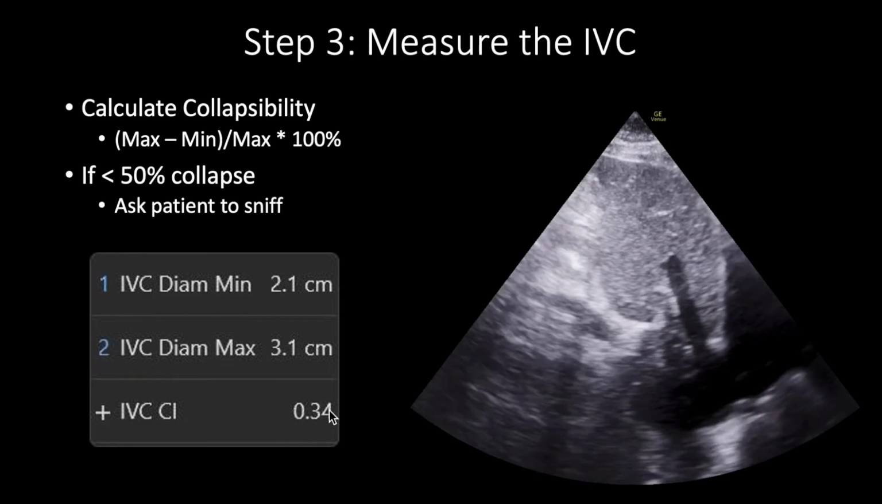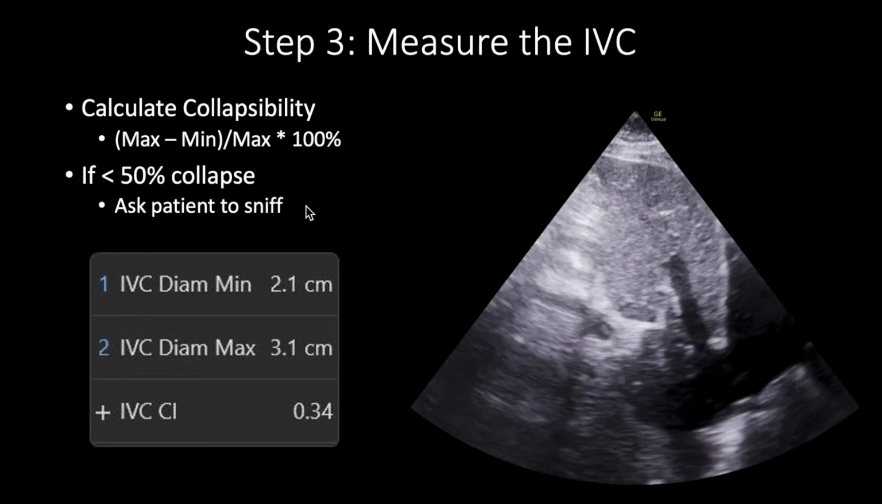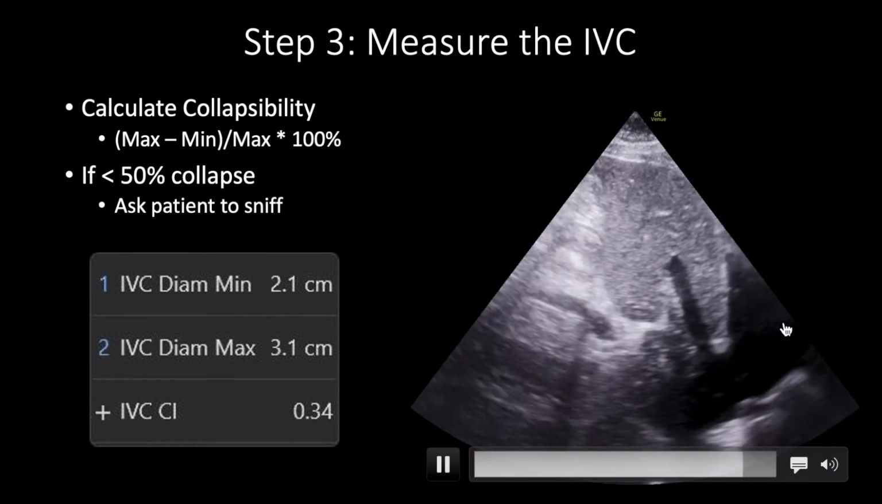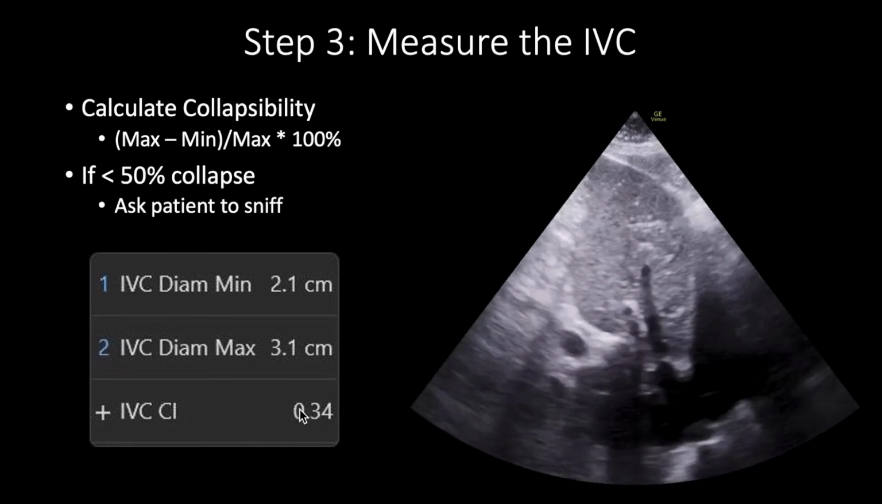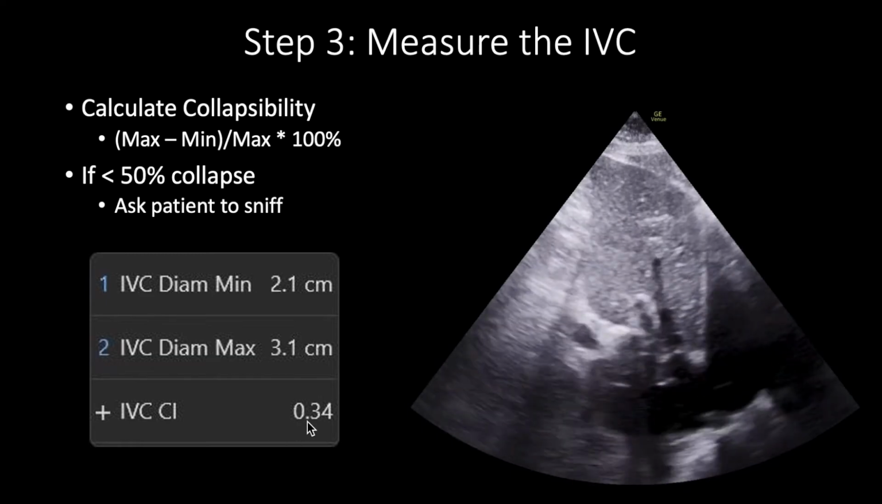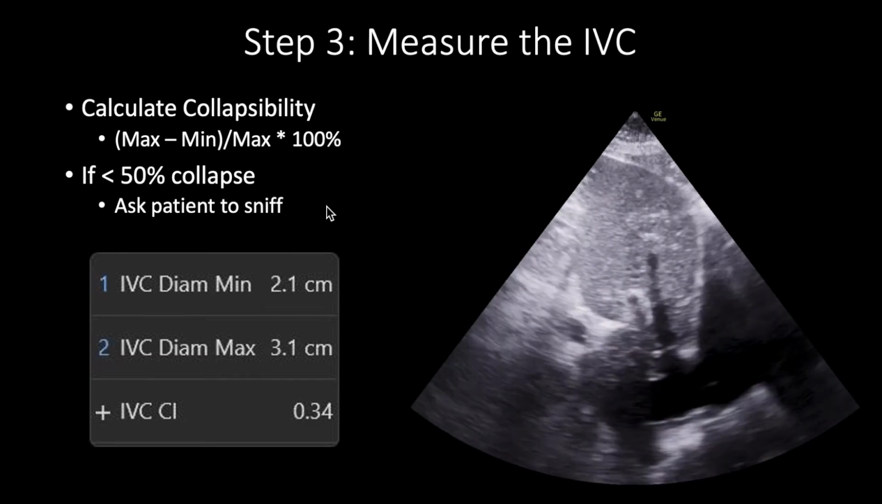In this case, the collapsibility is minimal, it's less than 50%, so I would ask the patient to sniff to see if they can suck more blood out of their IVC into their thoracic cavity, and I'll take the most collapsible index that they can generate. If the collapsibility is less than 50%, ask the patient to sniff and find the most collapsible IVC you can locate.